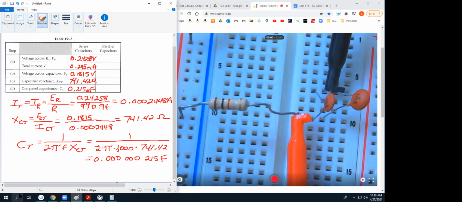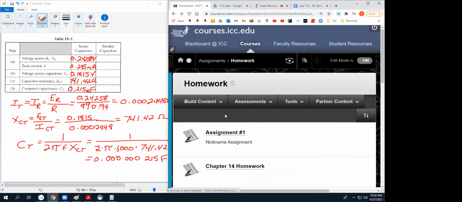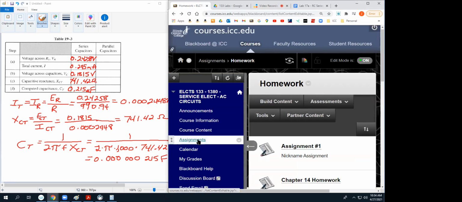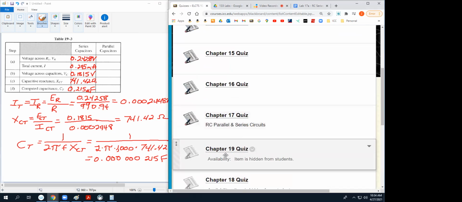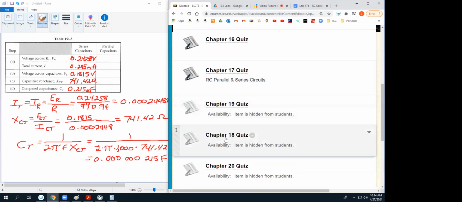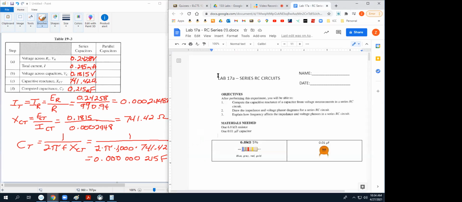All right, I'll leave you to it to do the rest of the math for yourselves and finish out the review questions. You can turn those in to me when you're done. On Thursday, you take a quiz over the homework that we went over today. Yes, no, maybe. Chapter 18 quiz. And then after that, we'll look at the next lab, which is the one that I just handed out to you, lab 17A.